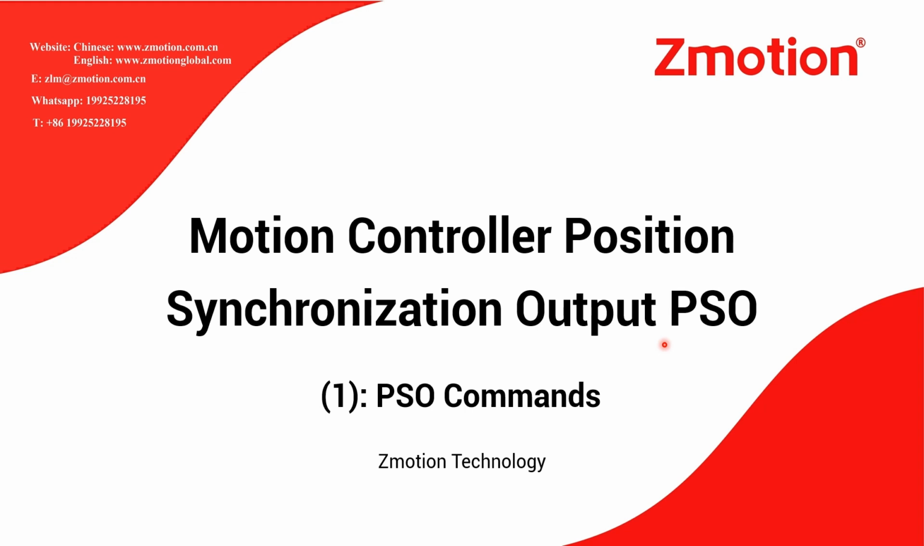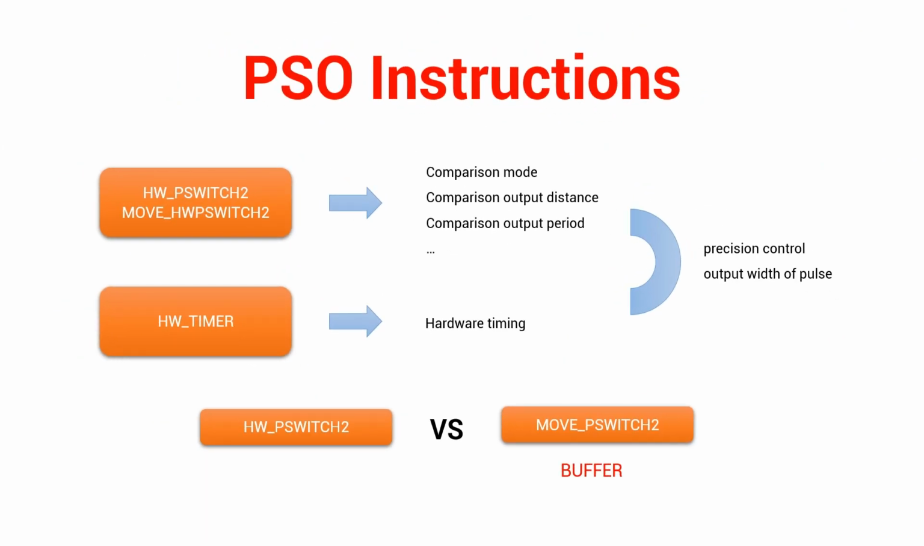And here, the first part is related commands to achieve PSO function. Now, let's begin. There are 3 commands: HW switch 2, move HW switch 2, and HW timer. The first 2 are used to select a suitable comparison mode according to exact applications. HW timer means hardware timing. It can be used together with the former 2 for precision control and then output pulse width.